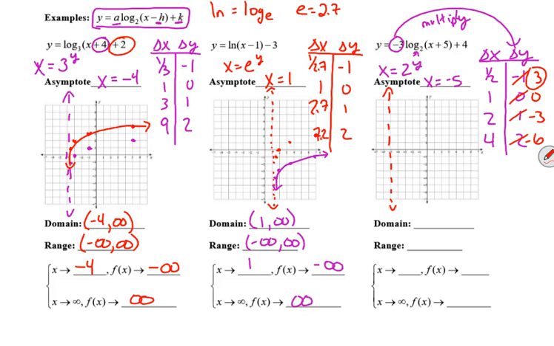Plot my basic points. So over a half, but I'm going up 3. Over 1, and then I'm going to stay right there at 0. And then move over 2, and down 3. And then over 4, and down 6. Okay, and now that I've done those basic points, I have to remember to shift it up 4. So each of these points will move up 4.